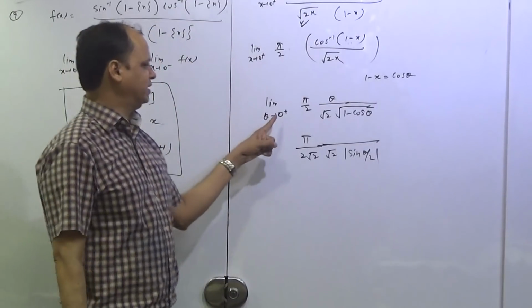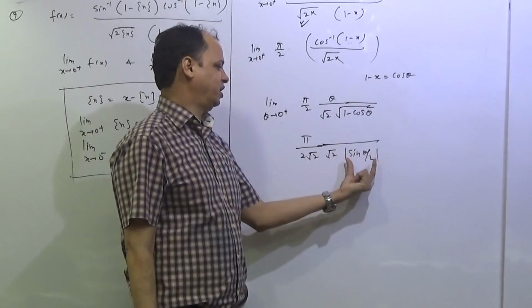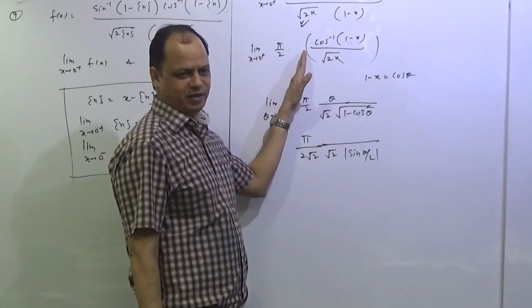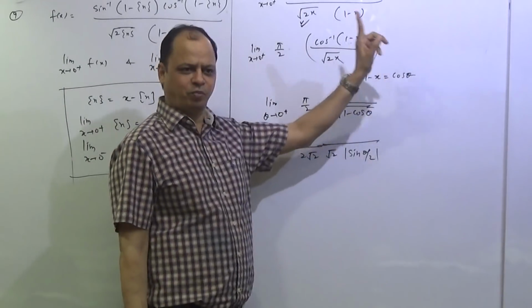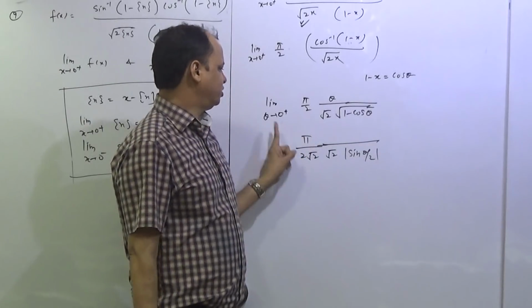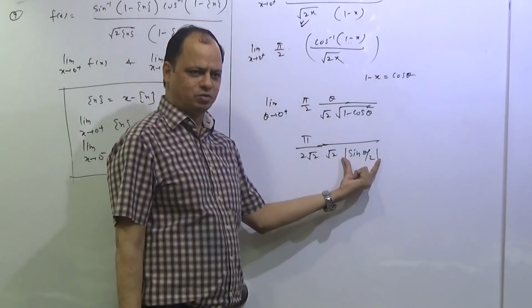Here theta tends to 0 plus. If theta tends to 0 minus, you cannot take the same, because in this case the mod will be different. Since you are solving a one-sided limit, take the one-sided limit, either 0 plus or 0 minus, one out of the two. So when taking 0 plus, what do you get over here? Mod sin theta by 2 is equal to sin theta by 2.